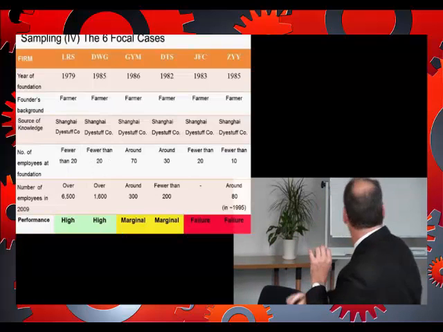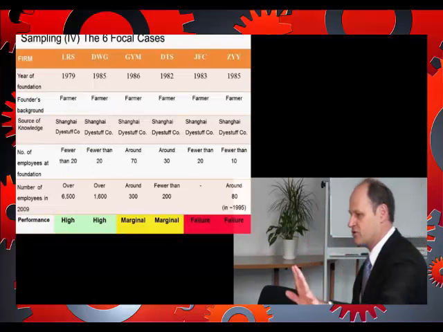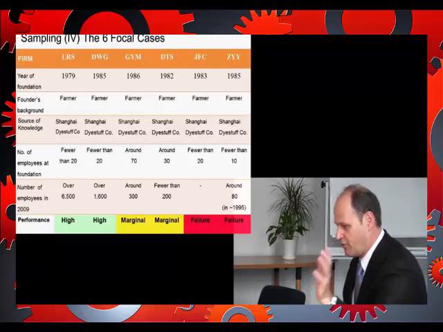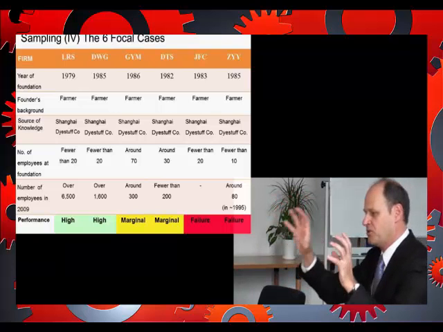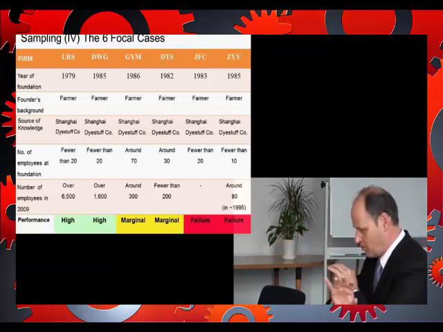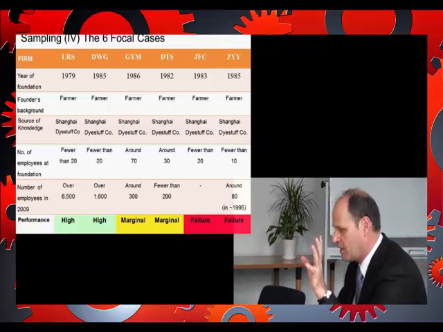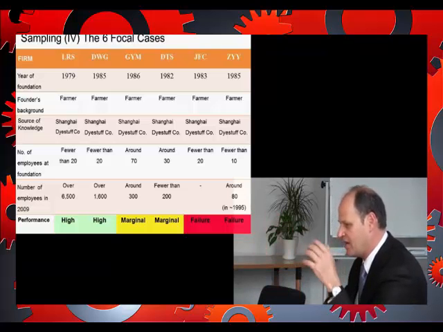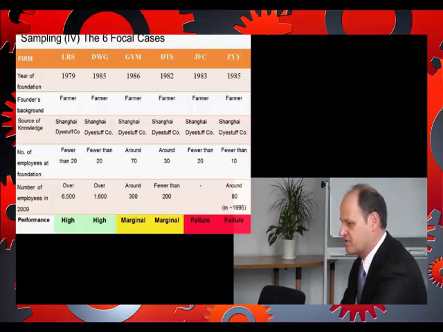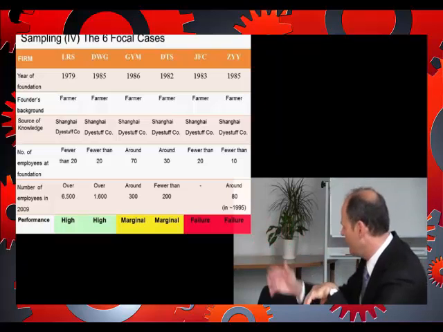And let me give you a little bit overview of these cases. I'm not going to go into detail. It just shows you when they were founded. They're all farmers, source of knowledge. In this case, it turned out different parts of the Shanghai SOE, dye stuff SOE, was the source of knowledge for all of them. In terms of number of employees at foundation, some started with 10, some started with 70, and now number of employees in 2009, and this is a key performance measure.